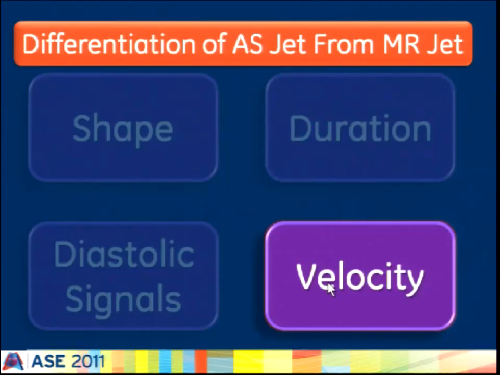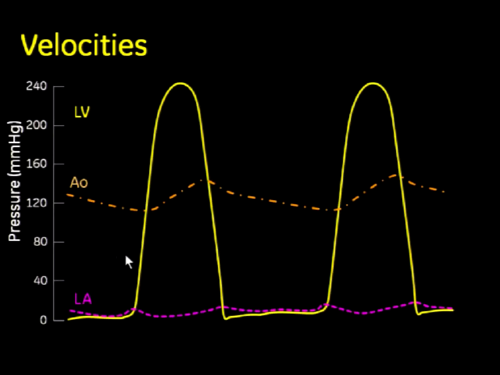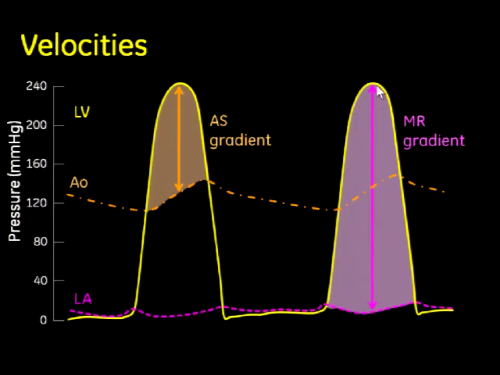So now let's look at measuring the velocity of the signals and how this can help. So if we look again at our pressure traces here, the aortic pressure trace, left ventricular pressure trace and left atrial pressure trace. Remember, as I already mentioned, the aortic stenosis gradient is between the left ventricle and the aorta during systole, and our mitral regurgitation gradient is between the left ventricle and the left atrium. So we can appreciate that the MR gradient is always going to be higher than the AS gradient. So this means that the MR velocity will always be greater than the AS velocity.